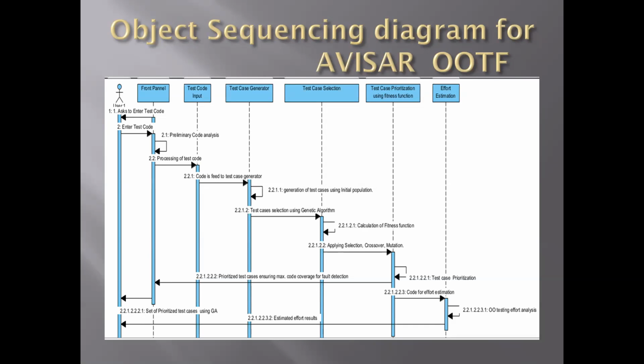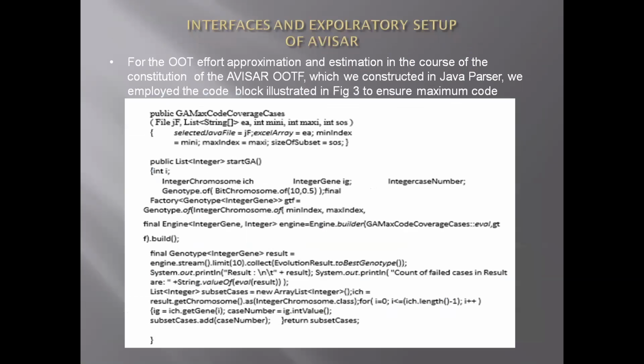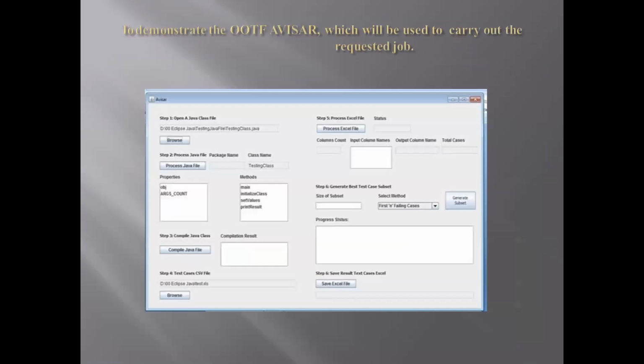Okay, sir. It's test case prioritization and effort estimation. Finally, it gives the estimated effort result and a set of prioritized test cases using GA. This is the code for the OOT effort approximation and estimation in the construction of the Avisar OOT, to demonstrate the OOTF Avisar, which will be used to carry out the requested job. The Avisar tool works on the basic code.